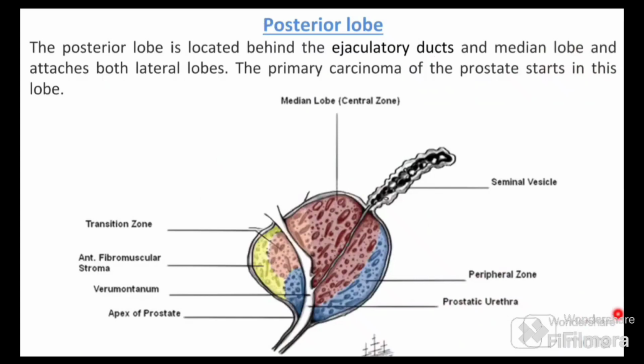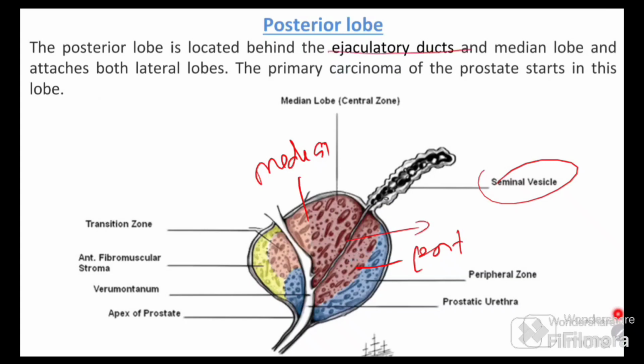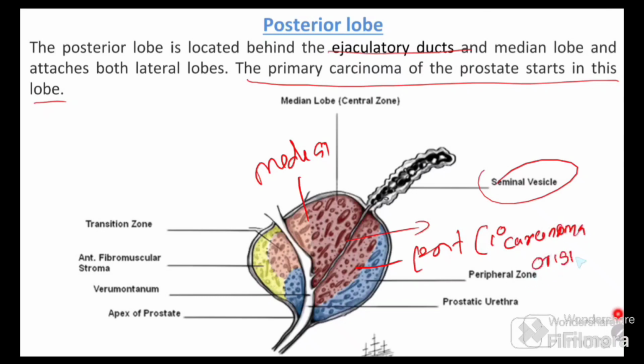Now the posterior lobe. Here you are seeing the prostate gland. Here is the seminal vesicle, the duct of the seminal vesicle. This is the median lobe and this is the posterior lobe. You can see the posterior lobe is present below and behind the ejaculatory duct. One thing you should remember, the primary carcinoma of the prostate gland starts in the posterior lobe. So the importance of the posterior lobe is that primary carcinoma originates here.